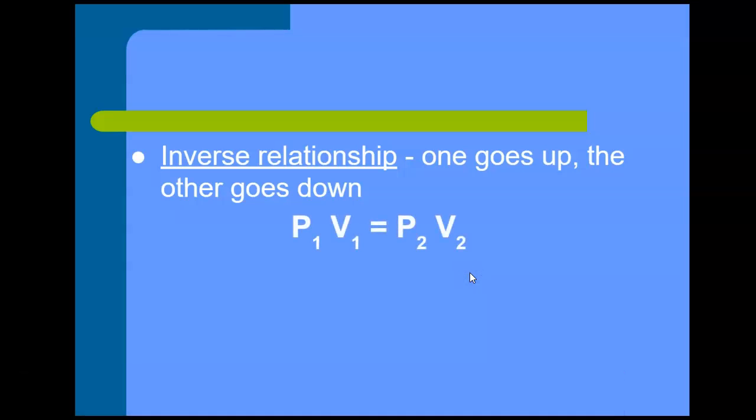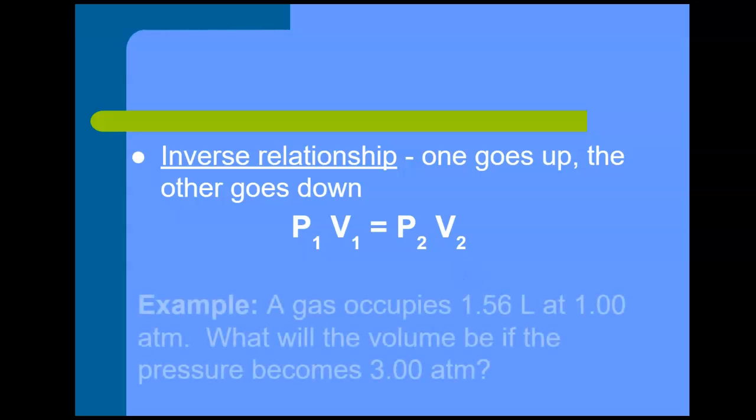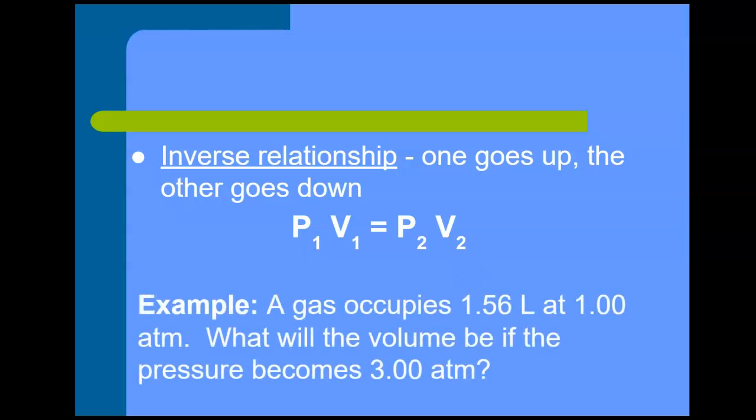So here is our equation we are going to be using for Boyle's law. P1 times V1, in other words, pressure 1 times volume 1, will be set equal to pressure 2 times volume 2. So here's our example. In our example, a gas occupies 1.56 liters at 1 atmosphere. As you know, atmospheres are pressure and liters are volume. So we can go ahead and label this as our volume 1 and this one as our pressure 1. And I know it's volume because it has liters, and I know it's pressure because it has atmospheres.